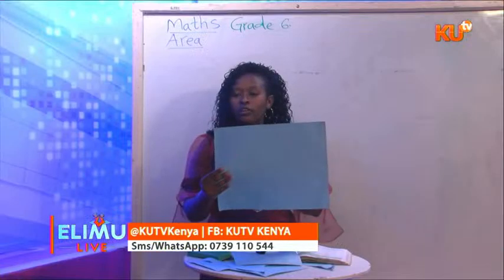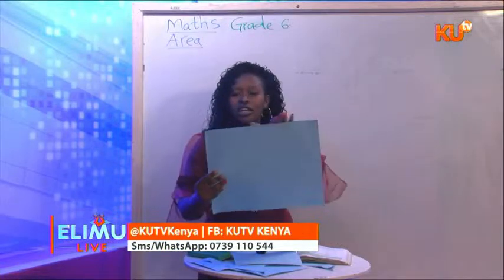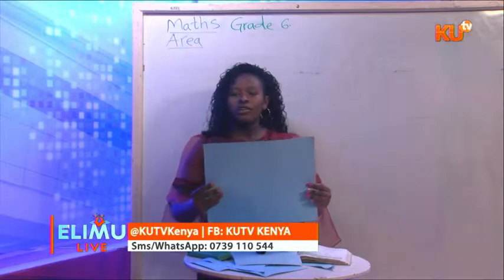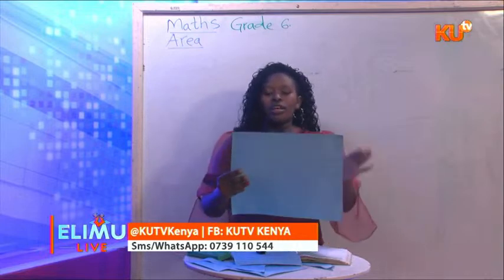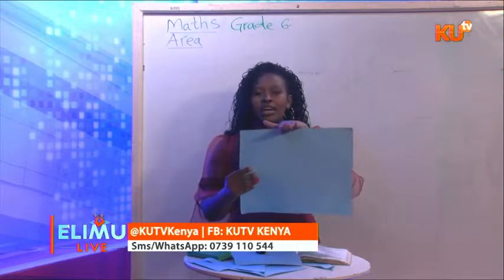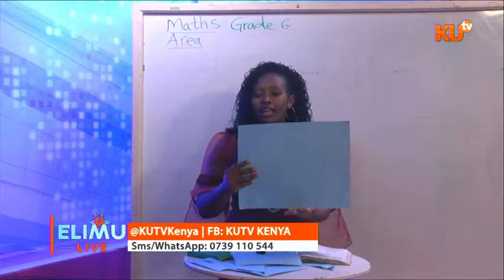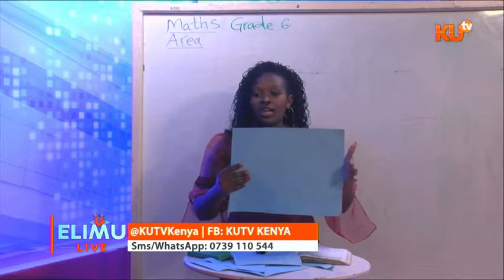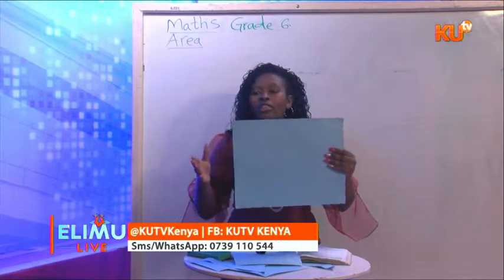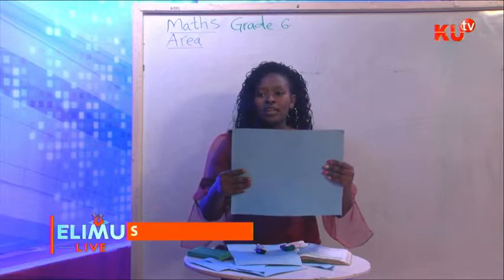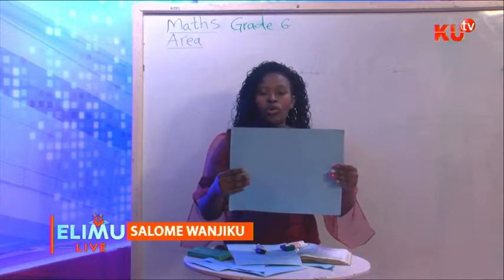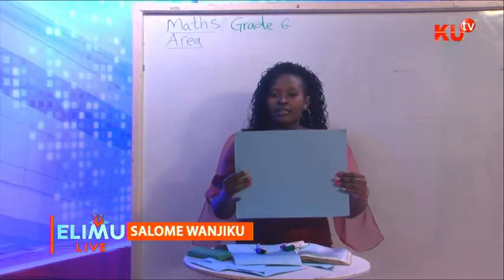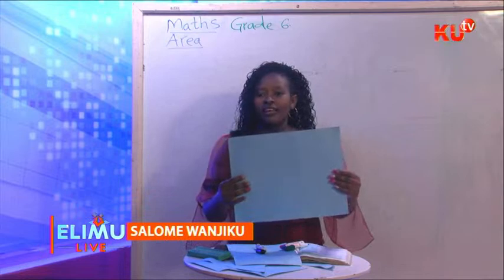The longer side of a rectangle is called the length, and the shorter side of a rectangle is called the width. If the length is 20 centimeter, the opposite side of the length is also 20 centimeter. If the width is 10 centimeter, the other width is also 10 centimeter. So in a rectangle, the opposite sides are equal. Are we together, learners?